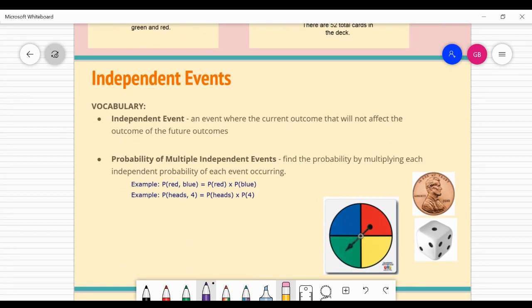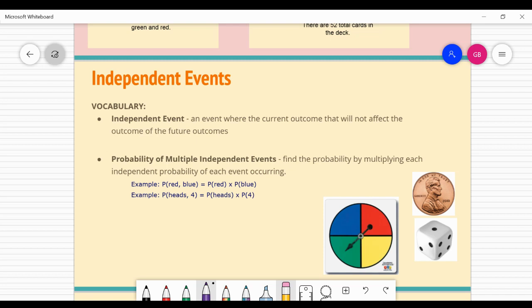Okay, independent events. Independent events are events where the current outcome would not affect the outcome of future outcomes. So in these, you're going to have two or more events going on. And then to find the probability, you're going to multiply the independent probability of each event occurring.